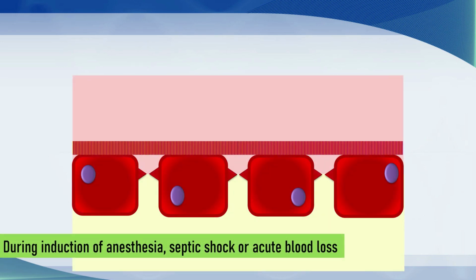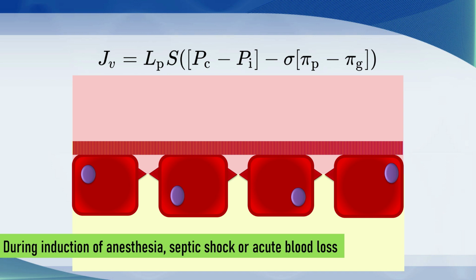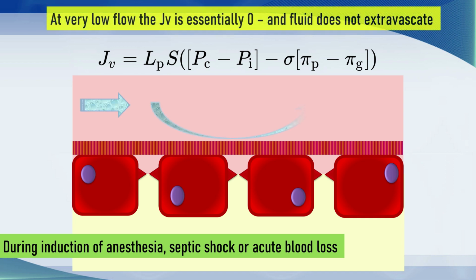During induction of anesthesia, septic shock or acute blood loss, when the capillary pressure is low, and this, for example, is a mean arterial pressure dropping by 20 to 30%, the JV declines to close to 0 because there isn't enough pressure to squeeze the fluid out into that tight interstitial matrix. Consequently, the distribution of infused fluid into the interstitial space is arrested, and the fluid efficiency is almost 100%. So in very low flow states, or states where the patient is very hypovolemic or hypotensive, when you run an infusion of fluid, very little of it actually extravasates.